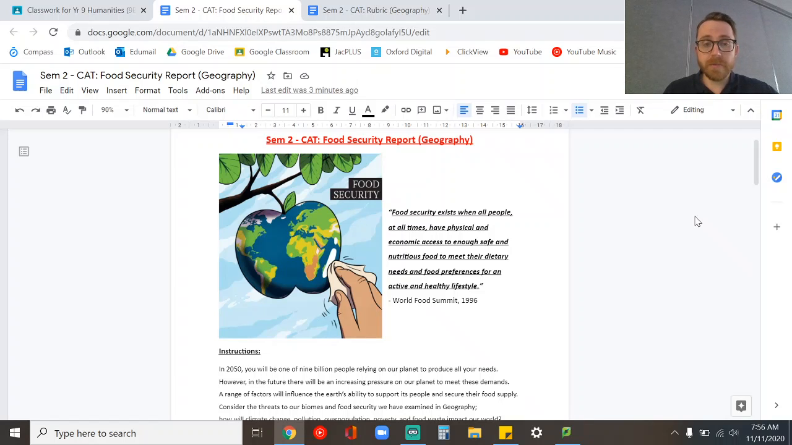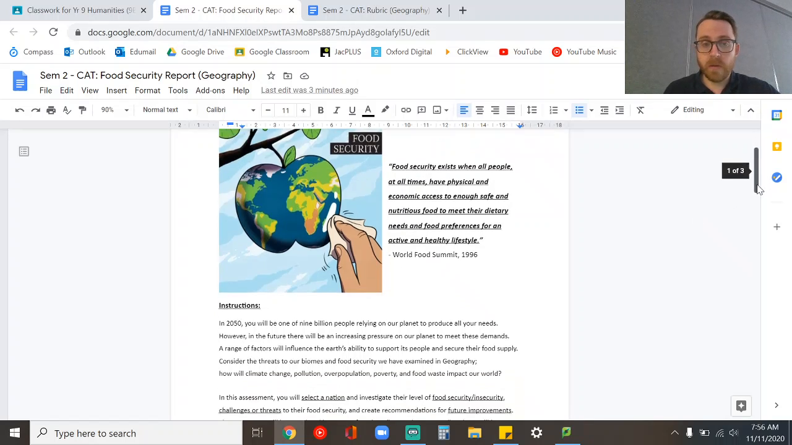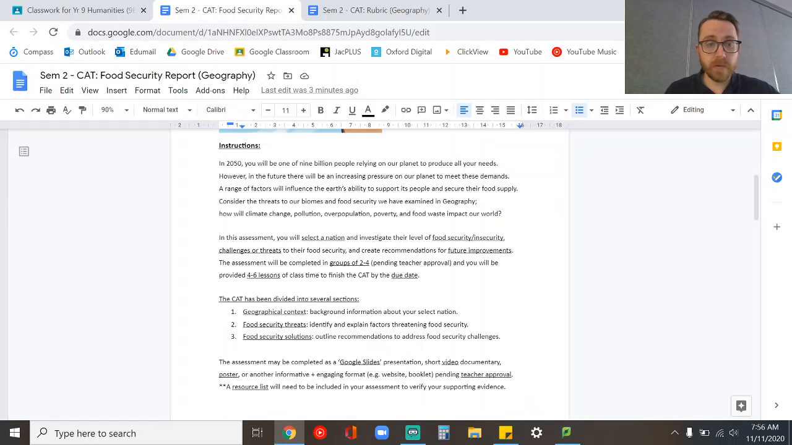Anyway, we are looking at food security for our assessment. Just a quick little intro here. In 2050, you will be one of 9 billion people relying on our planet to produce all your needs, relying on those biomes, the environments that support us. I'm trying to connect the two areas of study. However, in the future, there will be an increasing pressure on our planet to meet these demands.